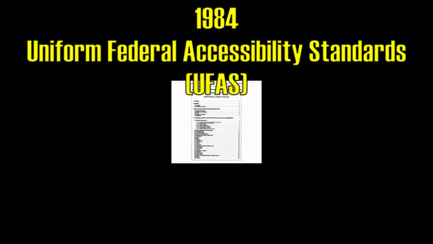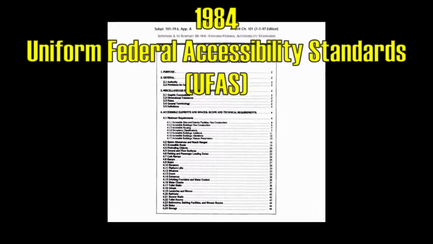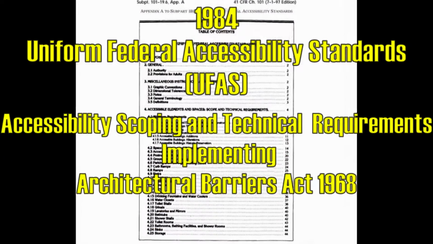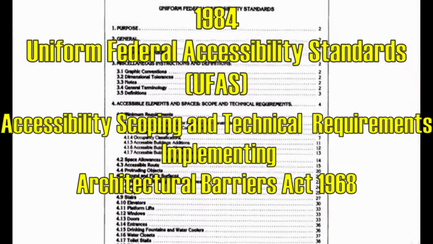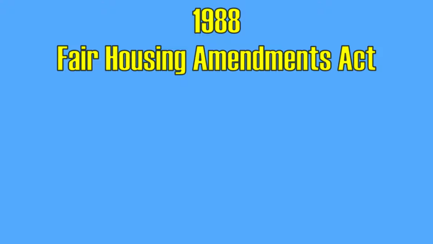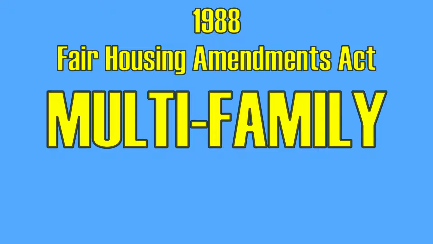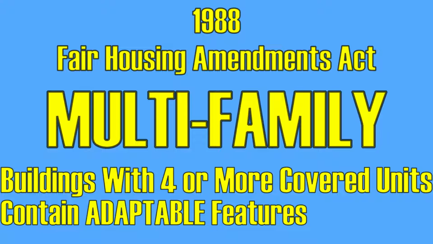In 1984, the Uniform Federal Accessibility Standards were published. They contain the accessibility scoping and technical requirements for implementing the Architectural Barriers Act of 1968. The Federal Fair Housing Amendments Act, passed in 1988, addresses multifamily housing. It requires buildings with 4 or more covered dwelling units to contain adaptable features.